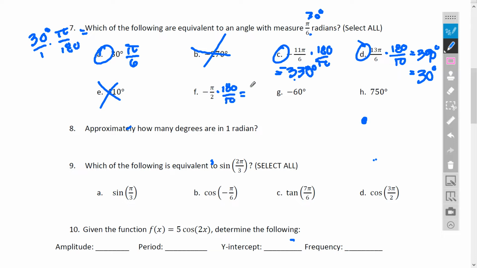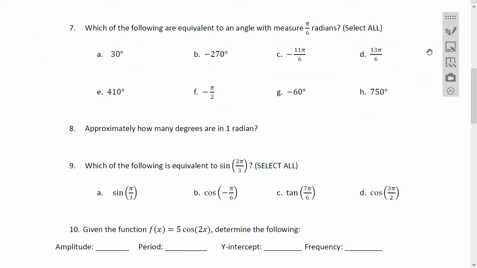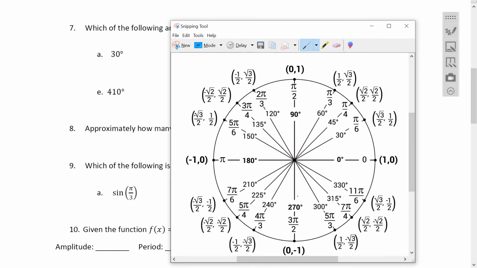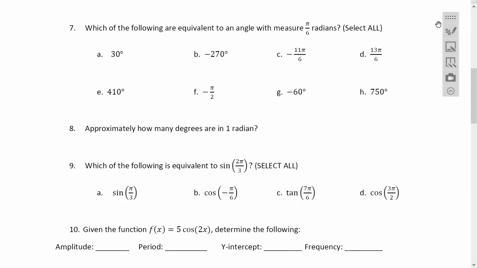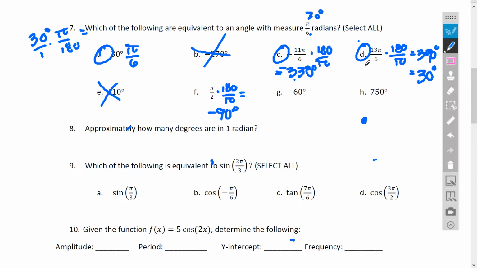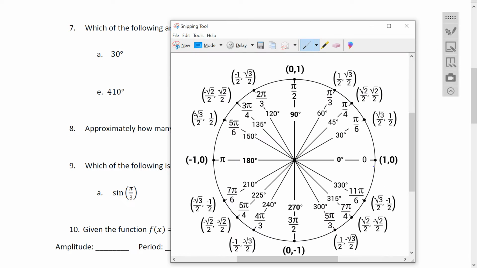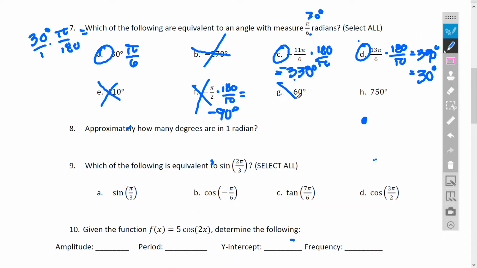Negative pi over 2. Multiply this by 180 over pi, and we get that this is a negative 90 degree angle, which if we look at a negative 90 degree angle, we see that that is actually 3 pi over 2, or a 270 degree angle, which is not the same. Negative 60, so a negative 60 degree angle would be, negative 30, negative 45, negative 60, would be a 300 degree angle, which is not correct.